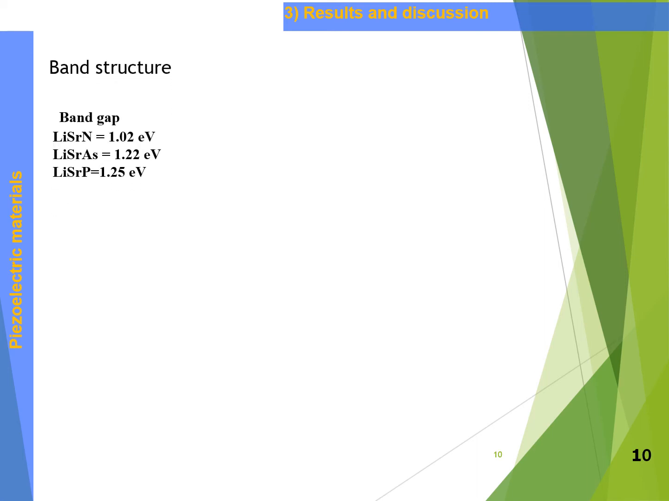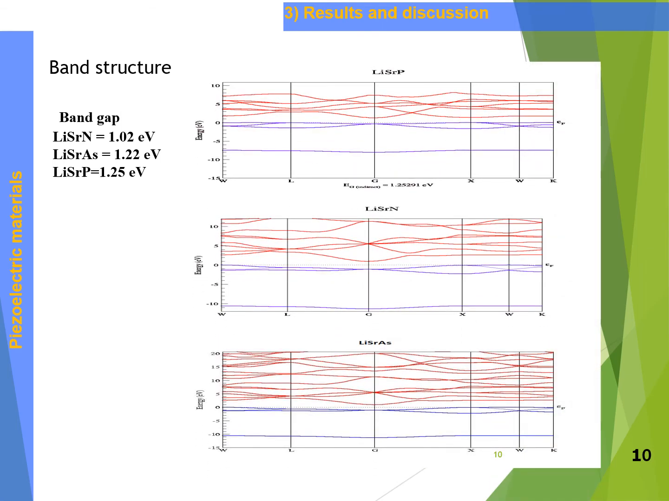So now we talk about the electronic band structure and density of states. To study and understand the electronic states of our compounds, we calculated the band structure of LiSrX along high symmetry directions in the Brillouin zone. From the figure, it is observed that the valence band maximum of LiSrN and LiSrAs compounds lies at the X point, whereas the conduction band minimum lies at the gamma point, indicating that LiSrN and LiSrAs materials are semiconductors with an indirect band gap. But for LiSrP, the valence band maximum and the conduction band minimum lie at the gamma point, indicating that LiSrP has a direct band gap.